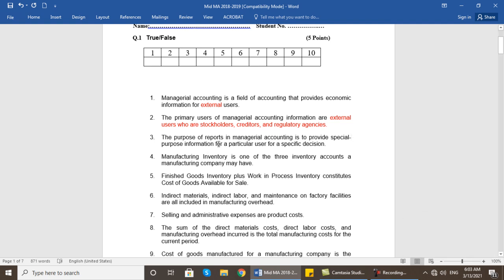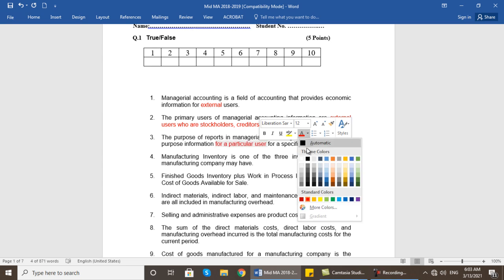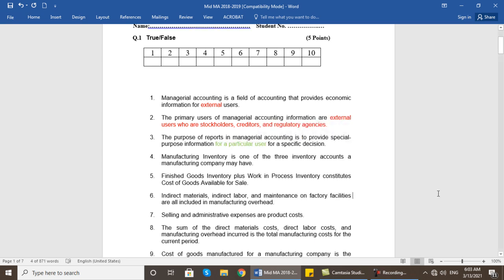Number 3, the purpose of reports in managerial accounting is to provide special purpose information for a particular user for a specific decision. It's true. Management in general. Number 3 is true. For a particular internal user, for an internal manager, so number 3 is true.